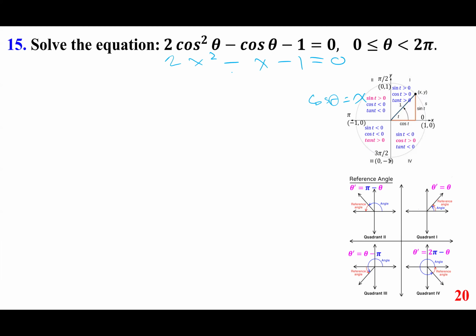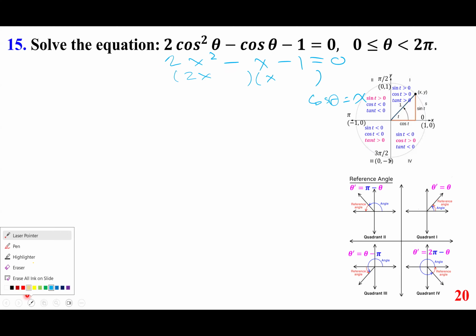In any event, this one is 2x and x, because this number is a prime number. Since this is -1, one of them is 1, one of them is -1. Which one is which? You have to come up with the middle term.